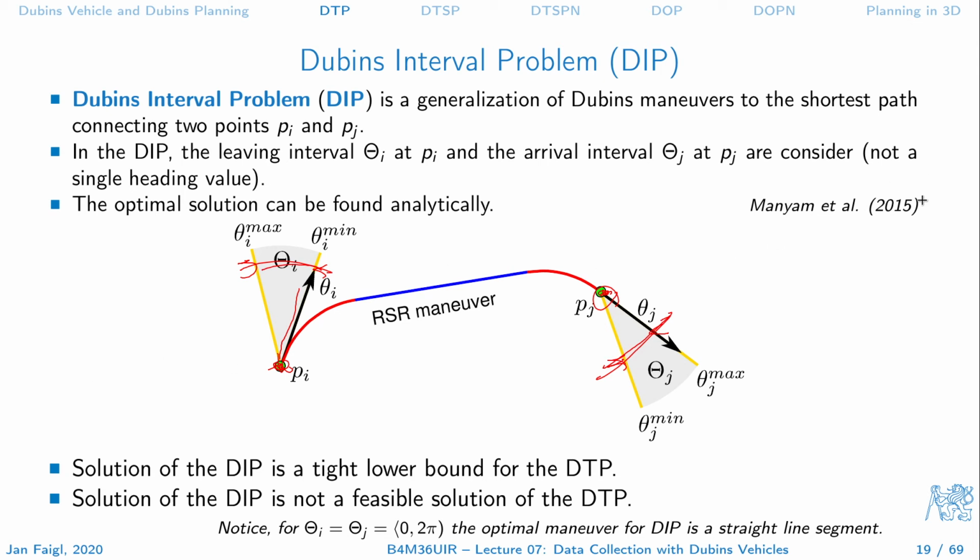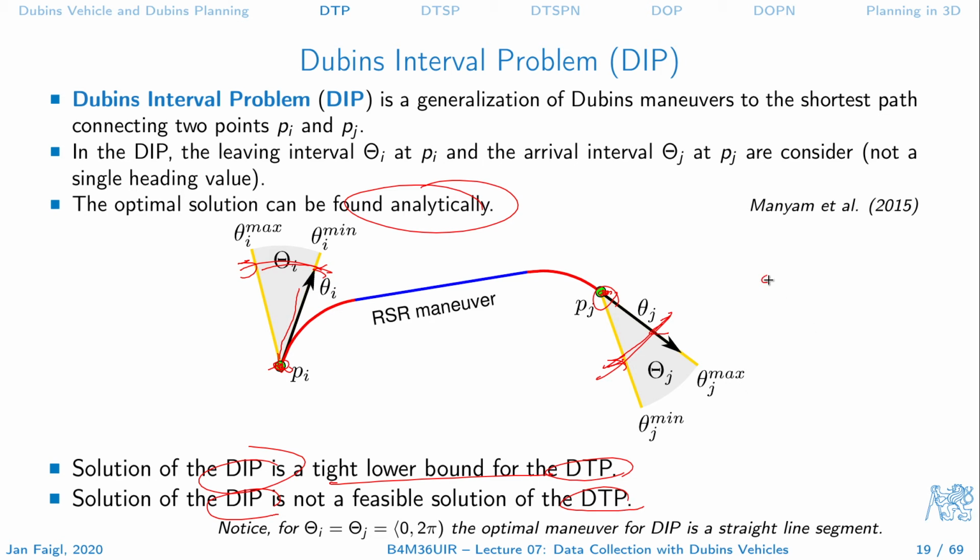And Gupta showed that such a solution can be found analytically, so it's relatively fast. It's not as fast as the Dubins maneuver because here we need to elaborate more cases, but it's still quite fast. So the solution of the DIP is a tight lower bound of the Dubins touring problem. And one more remark, the Dubins interval problem is not a feasible solution of the DTP, the Dubins touring problem.